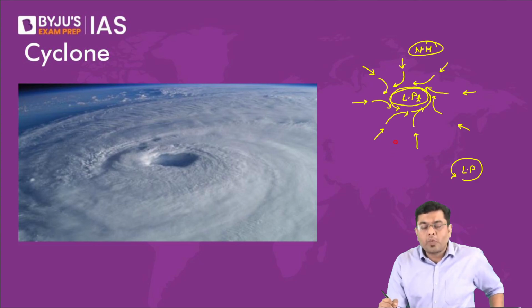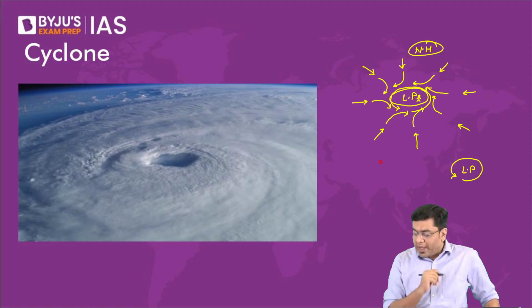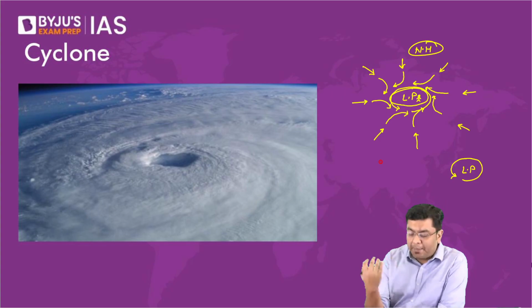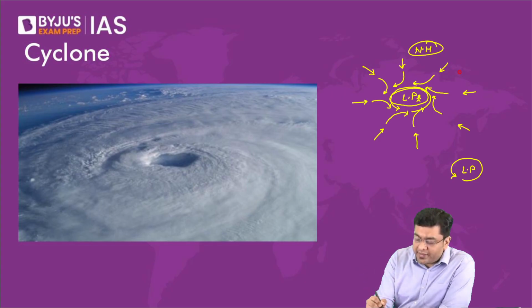Now, is that clockwise or anti-clockwise? It is anti-clockwise. So hence, the cyclonic circulation in the northern hemisphere happens in an anti-clockwise direction.